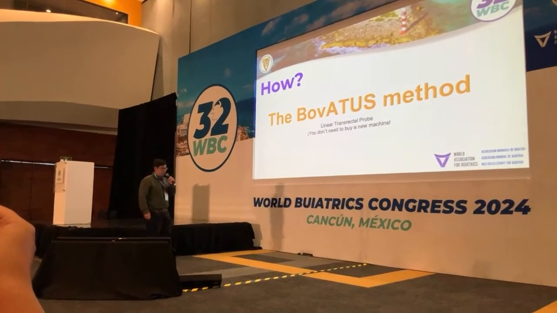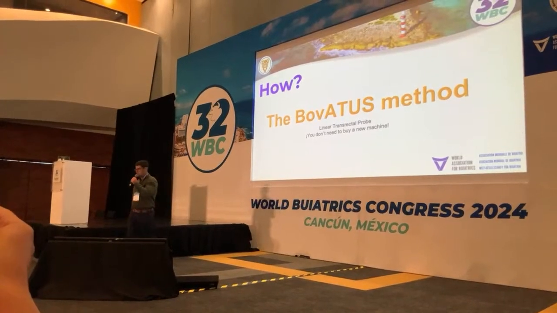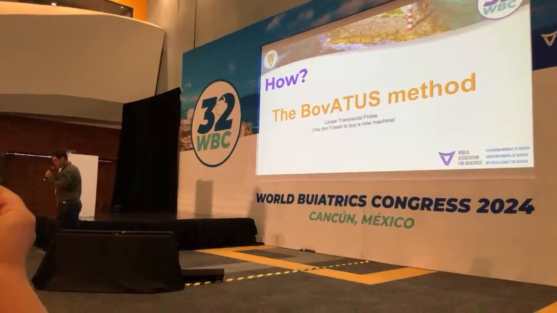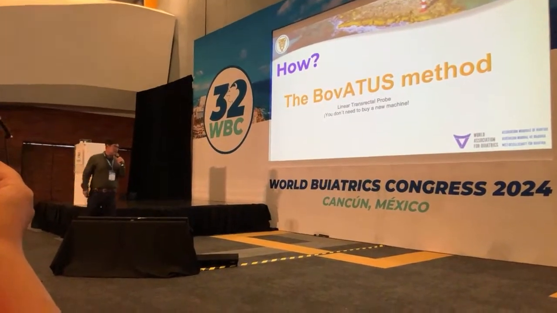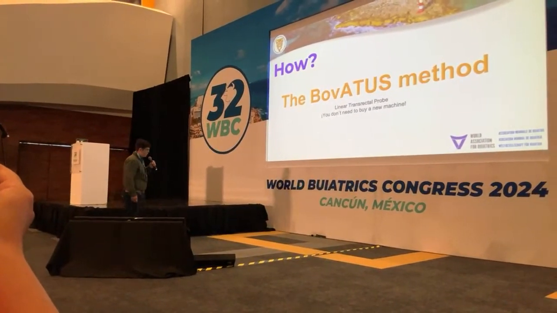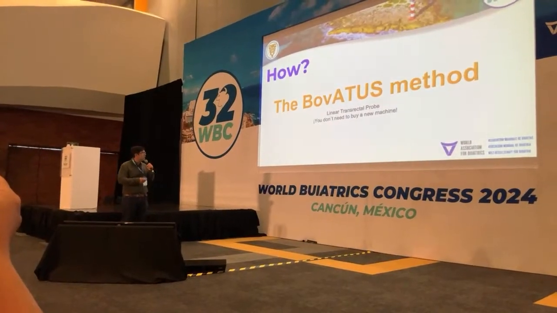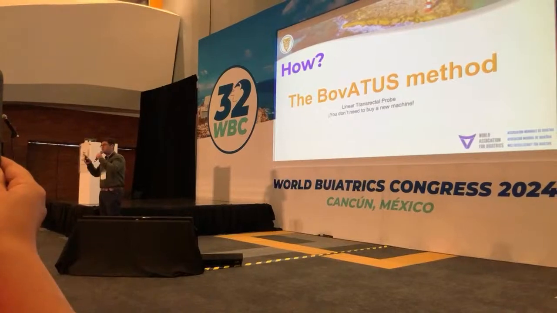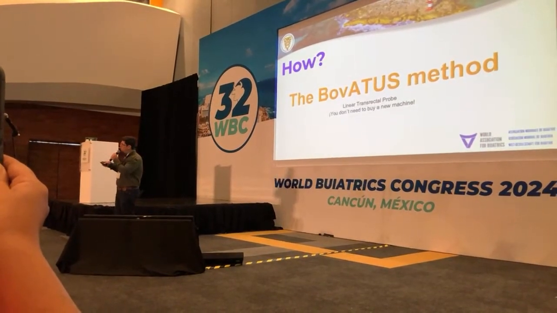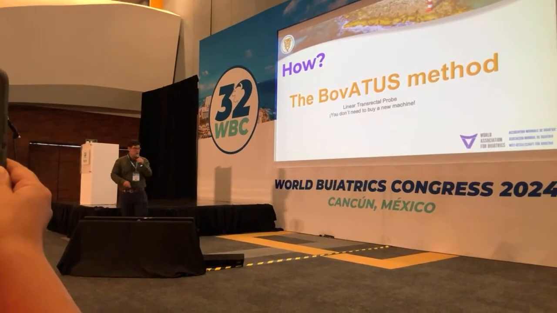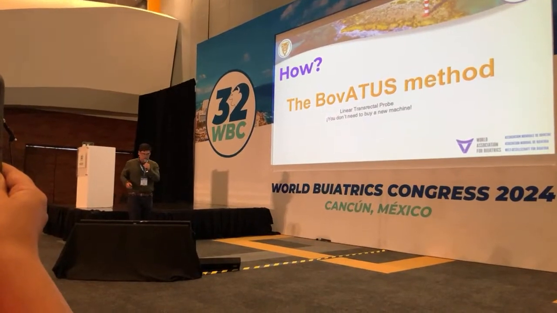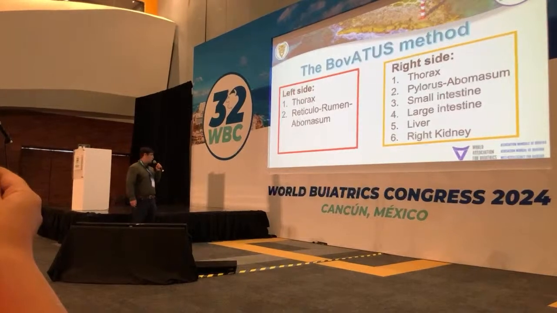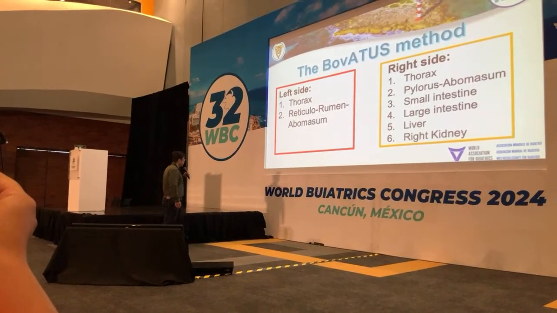But now I'm going to show you very briefly, obviously, because we don't have too much time, the method that I developed over the last 14 years, the BovATUS method. We can use the linear transrectal probe that we think is only useful to scan a pair of ovaries and one uterus. You don't need to buy a new machine. Let's see how we do this.